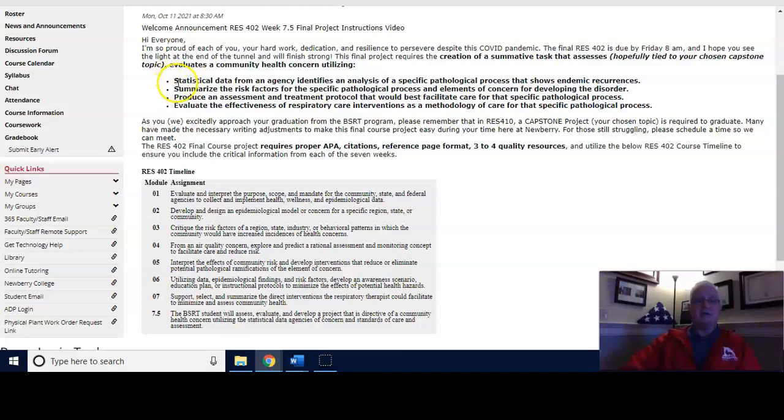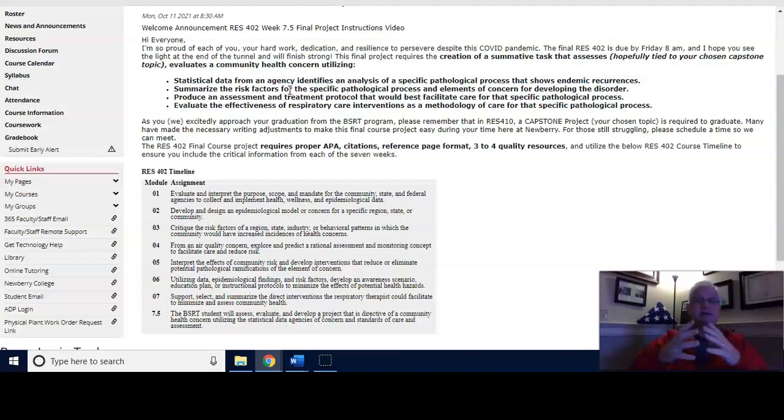And I list out the 4 areas that I want you to make sure are inside your paper. The statistical data from an agency that identifies a specific pathological process, and it shows endemic reoccurrences, something that repeats itself, and it's able to be analyzed. You're going to summarize the risk factors associated with that pathological process and the elements of concern for this disease state or pathological process being developed.